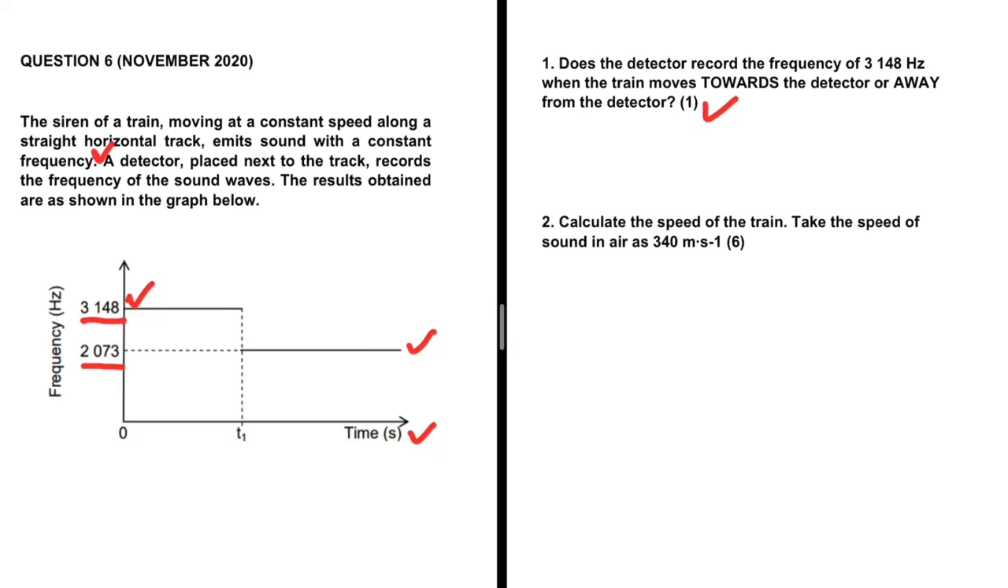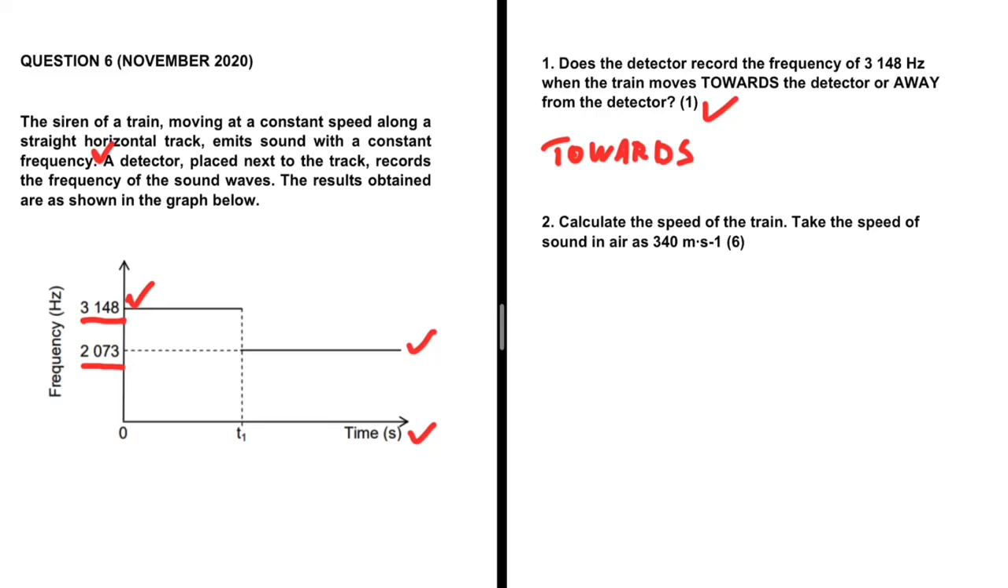So does the detector record the frequency of 3148 Hz when the train moves towards the detector or away from the detector? When the train moves towards the detector, because we have a higher frequency, and then 2043 Hz when it is moving away from the detector. Let's take a look at the question that follows. Calculate the speed of the train. Take the speed of sound in air as 340 meters per second.